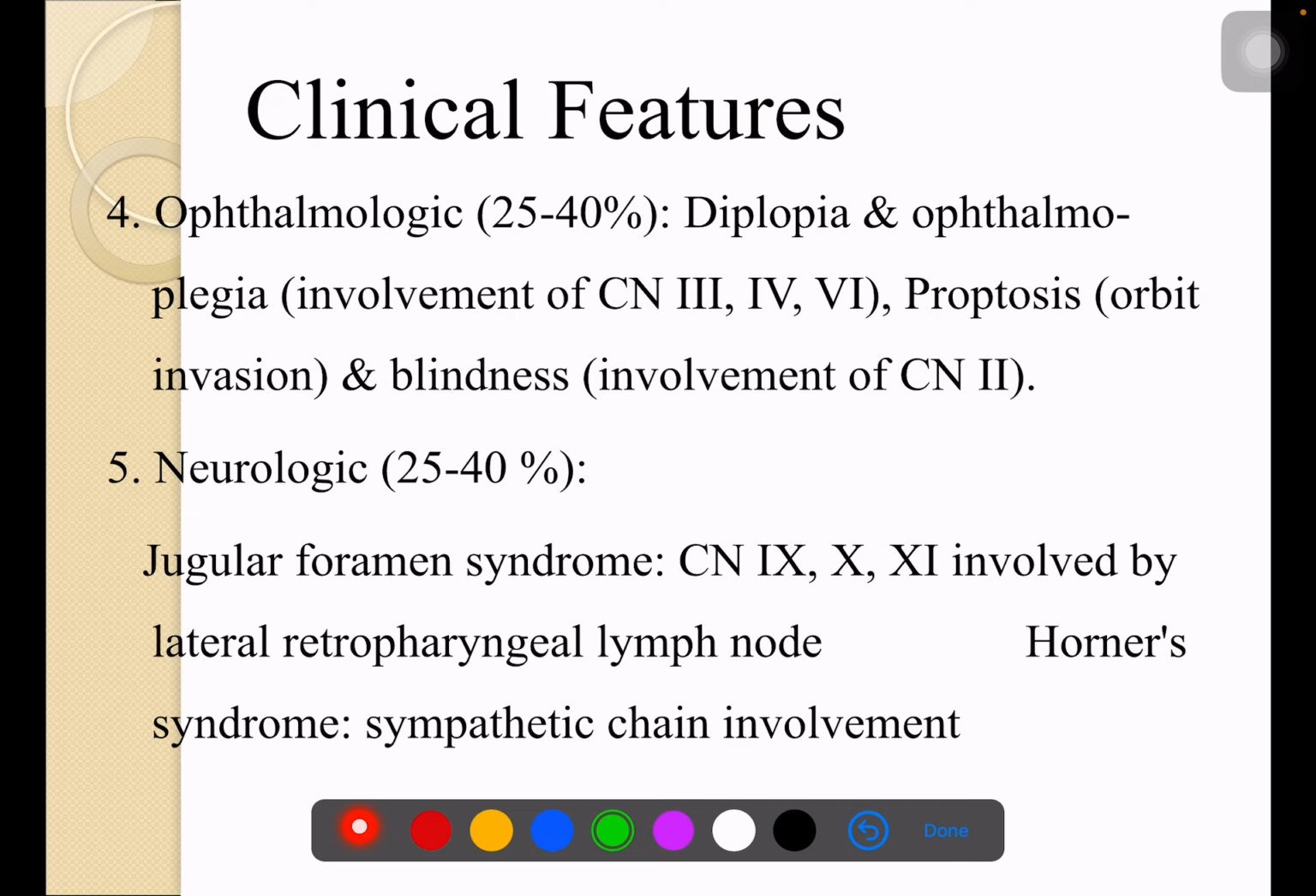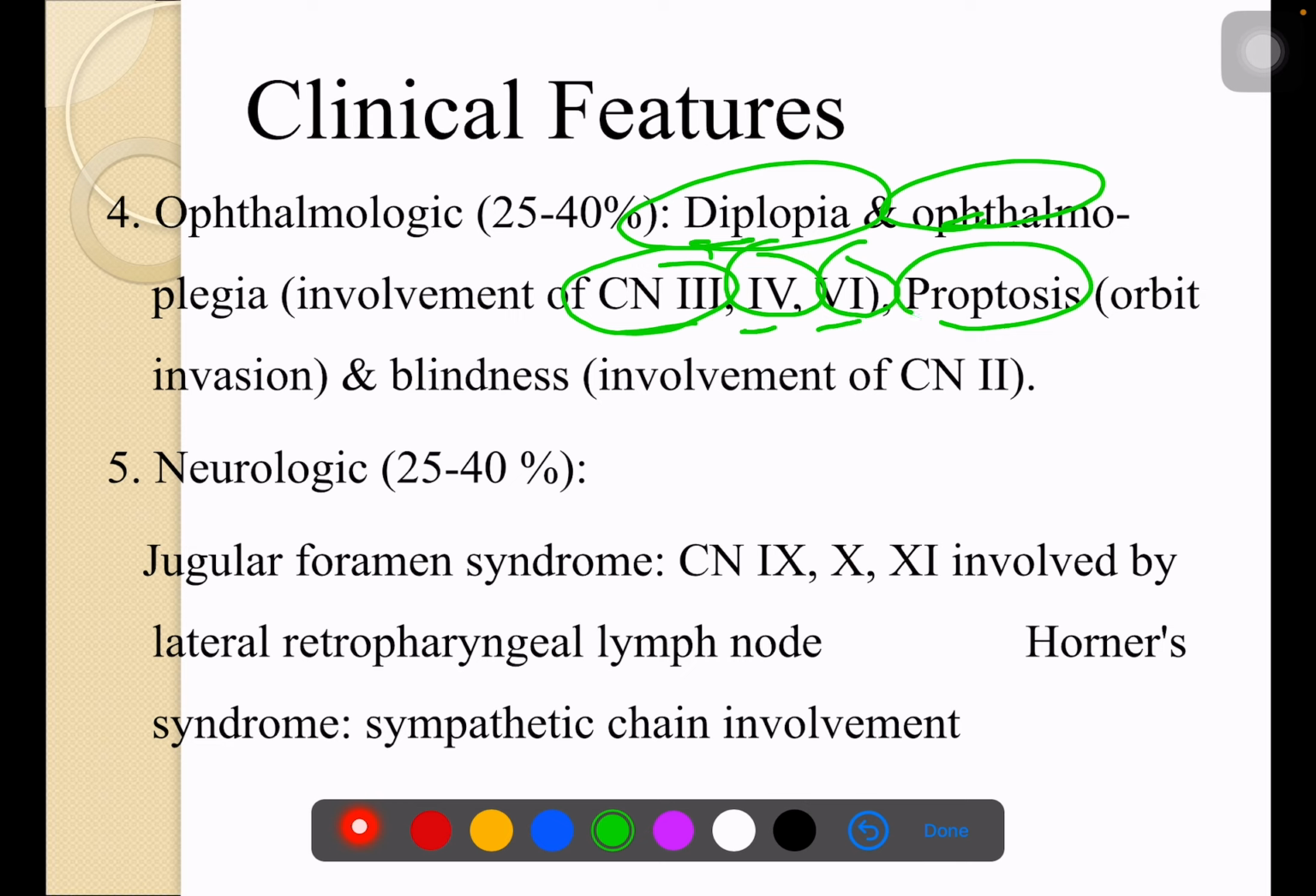Ophthalmologic symptoms, as I already told you, if it directly involves the ophthalmic area, or if it involves the cranial nerve 3, 4, 6. Similarly, they can be diplopia, ophthalmoplegia, proptosis. So one differential diagnosis for proptosis is also nasopharyngeal cancer extending into your eyes.